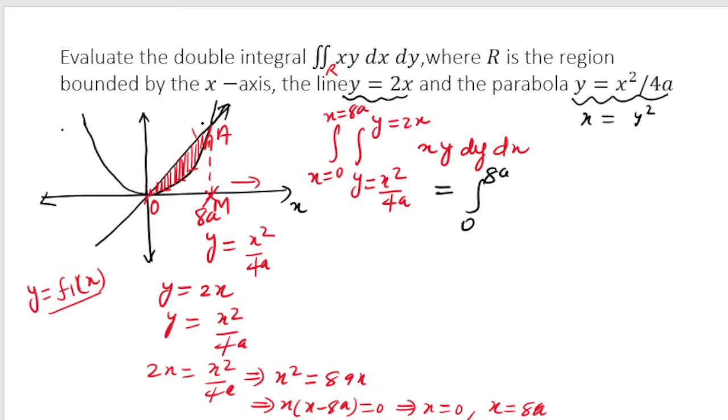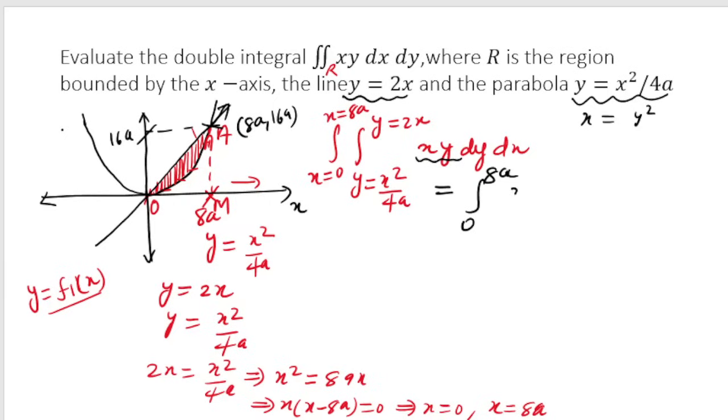Now I hope it is also clear to you that if this point is 8a and the line is y equal to 2x, the coordinate of point A is 8a comma 16a. So this distance in the direction of y is basically 16a. I will use this in explaining it in a different way. So I have taken y is equal to 0 to 8a, and I have to integrate it with respect to y.